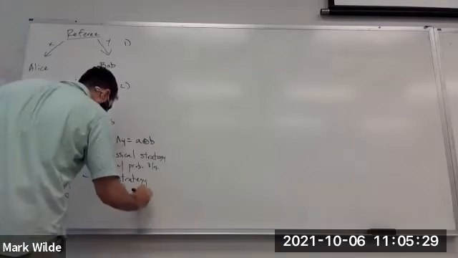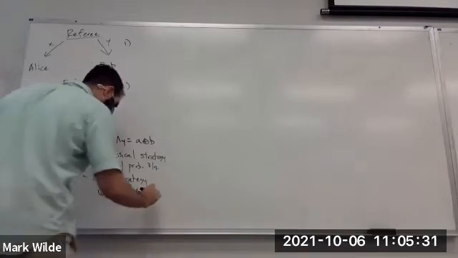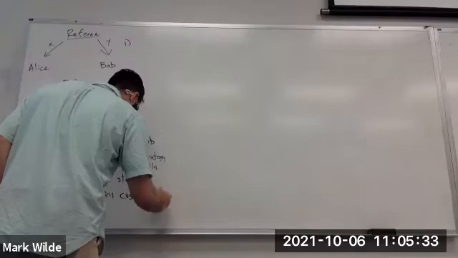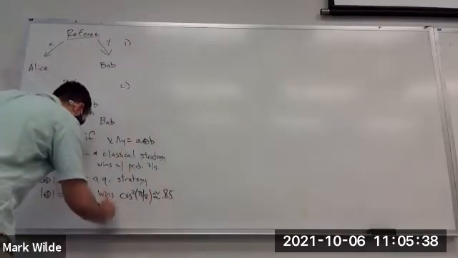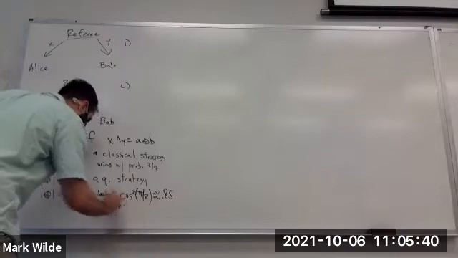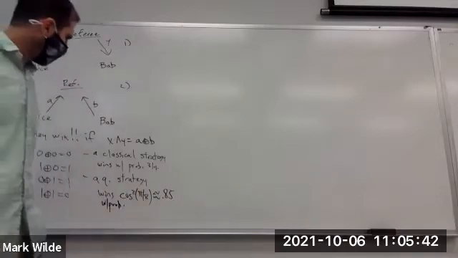Cosine squared probability, a famous number in quantum information, approximately 0.85. That's the winning probability. The game wins with probability cosine squared.